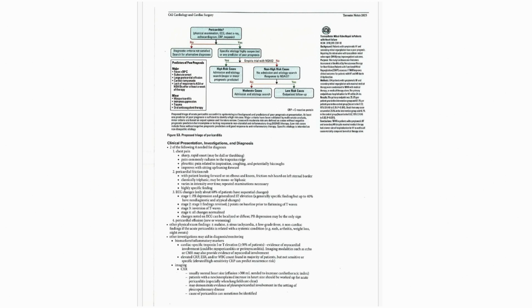Cardiac biomarkers. Troponin I or T is elevated in approximately 30% of patients. Elevation indicates myocardial involvement, suggesting myopericarditis or perimyocarditis. When myocardial involvement is suspected, echocardiography or cardiac MRI can provide additional information.